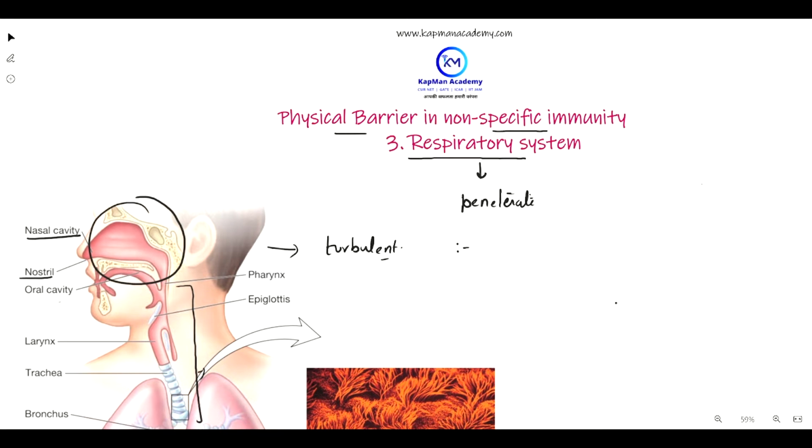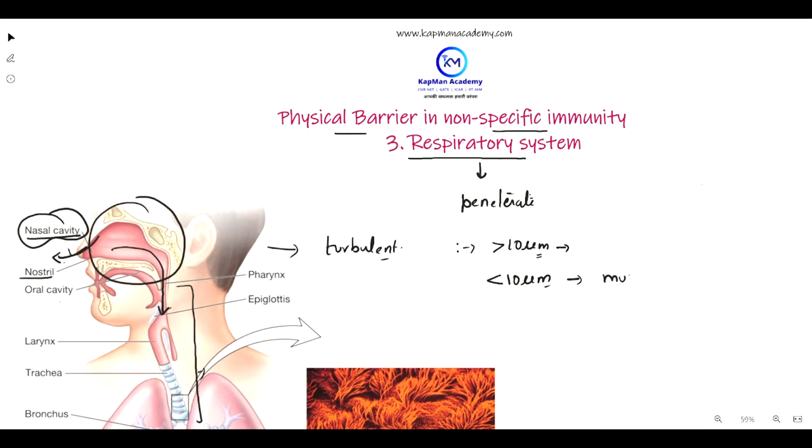The microbes which are larger than 10 micrometers get trapped by the hair and cilia lining present in your nasal cavity, and then they are easily expelled from the host, right? But the microbes which are less than 10 micrometers can travel from the nasal cavity to the lower portion of the respiratory system and get trapped in the mucociliary blanket.